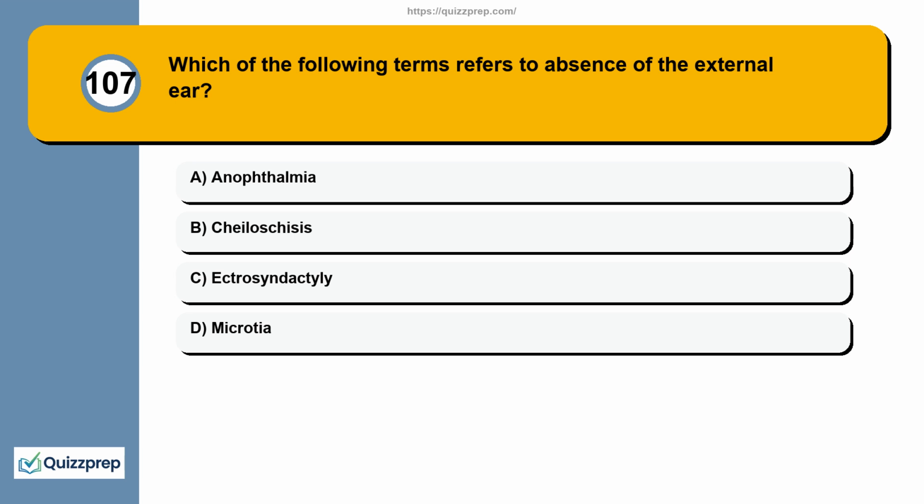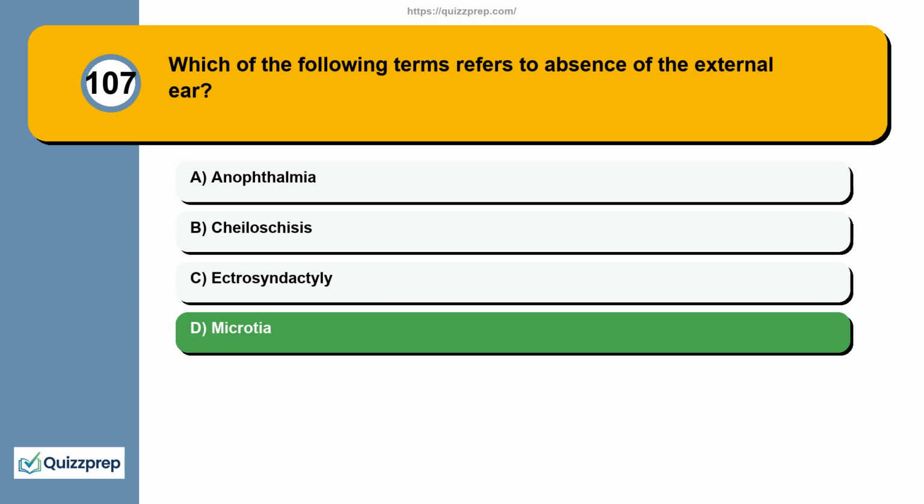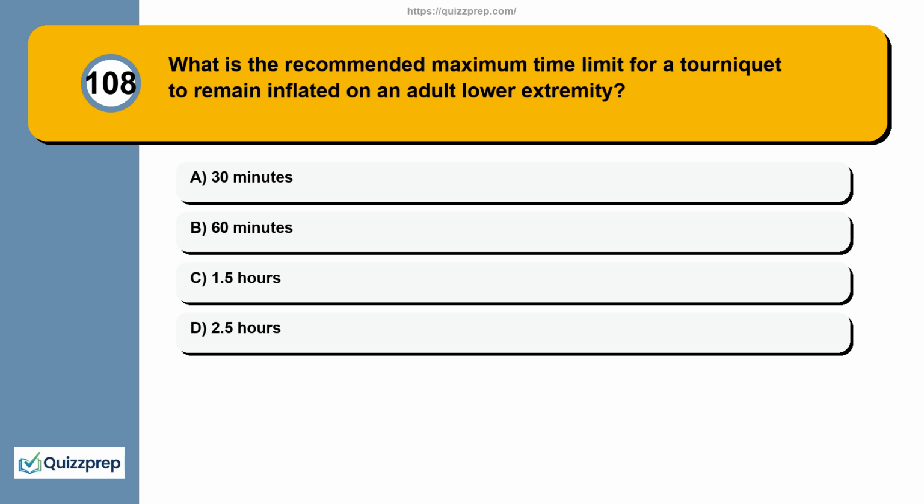Option A, anophthalmia. Option B, chylochisis. Option C, ectrosyndactyly. Option D, microtia. The correct answer is option D, microtia. Question 108. What is the recommended maximum time limit for a tourniquet to remain inflated on an adult lower extremity?